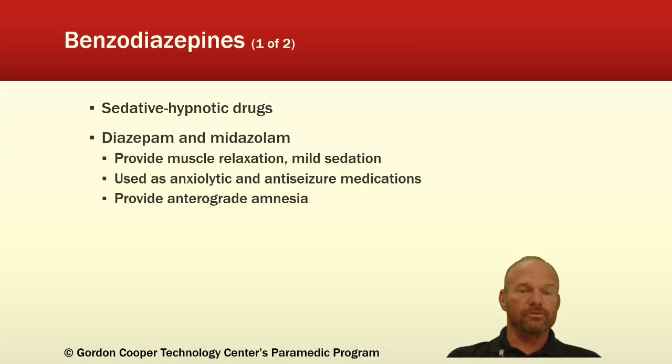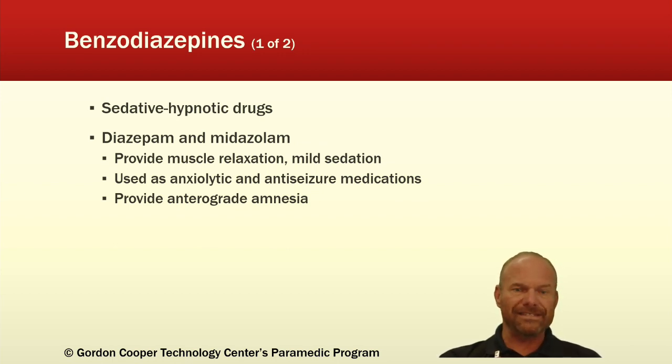So they're often paired with an analgesic for procedures like intubation, like what we're talking about. So benzos, what are they? They're sedative hypnotic drugs. They're used to calm patients, relax the muscles, manage the airway, or seizures. Some common ones that we see are diazepam or midazolam, so Valium and Versed, widely used for their sedative effects. What do they do? Well, that's a good question. They provide muscular relaxation as well as some mild sedation. They're used as an anxiolytic, so anti-anxiety, and as anti-seizure meds. They do cause some anterograde amnesia, so the patient won't remember what happens after the drug is administered.